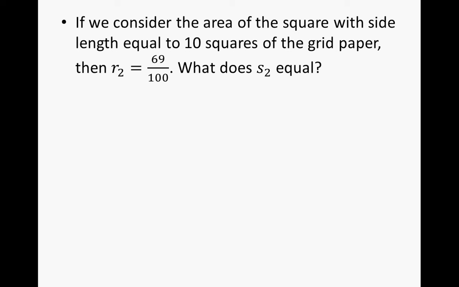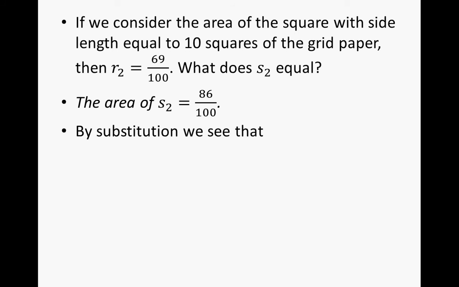So if we consider the area of a square with side length equal to 10 squares of the grid paper, then R sub 2 is equal to 69 out of 100 squares. What does S sub 2 equal? Well, you should have said the area of S sub 2 is 86 out of 100 squares.